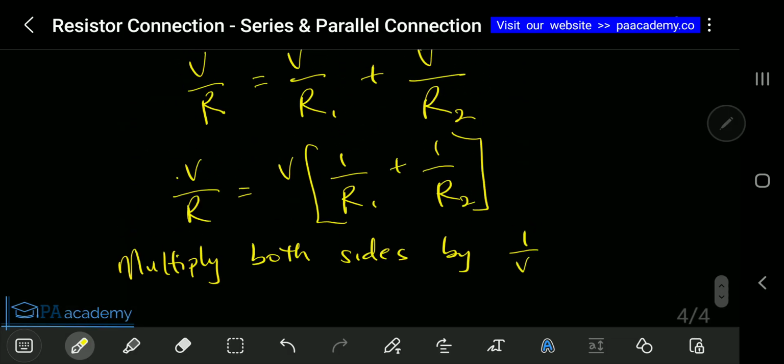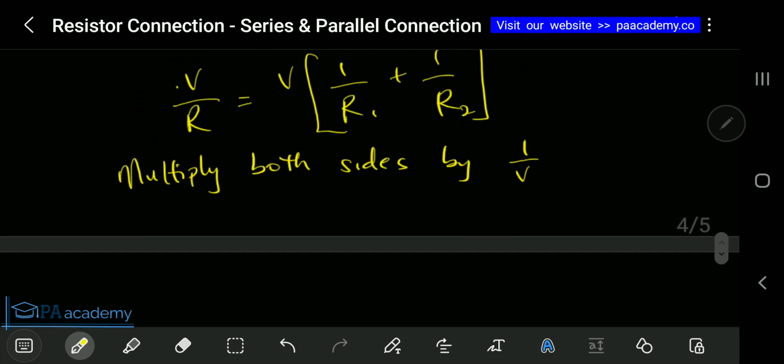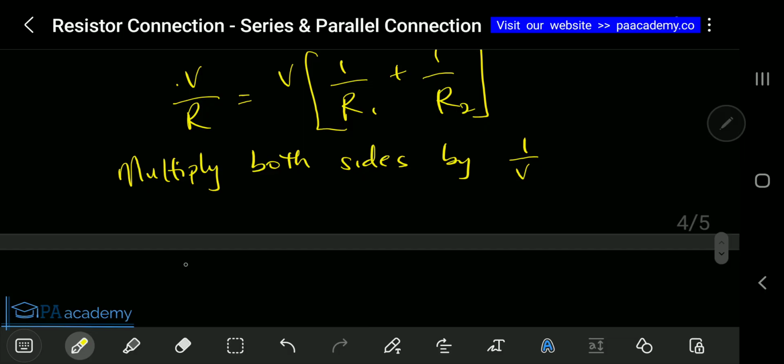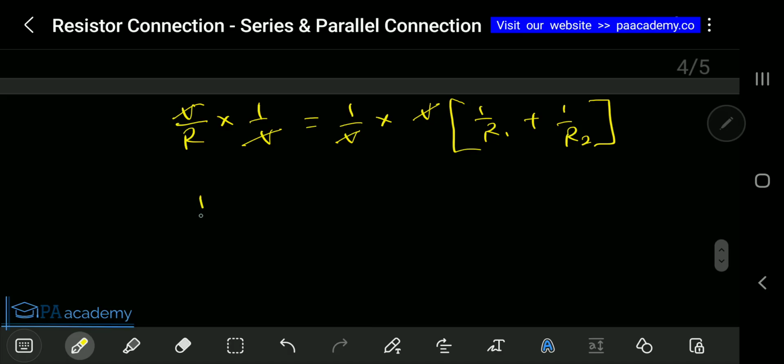Exactly, just to make sure that everything is mathematically correct. If we do that, we have V over R times 1 over V equals 1 over V times V into brackets 1 over R1 plus 1 over R2. This cancels out this, and then we are left with 1 over R equals 1 over R1 plus 1 over R2.